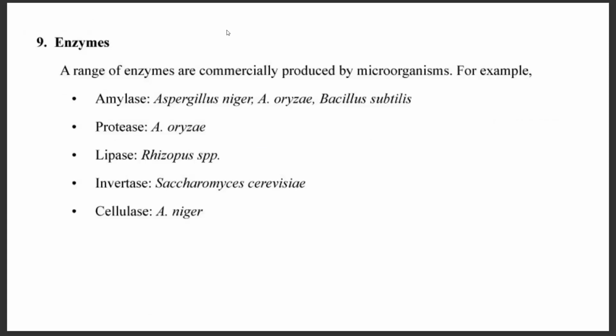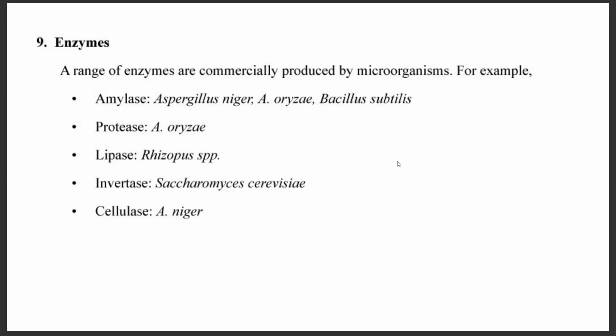Then enzymes. Again, microbial metabolic processes used. Amylase, Aspergillus niger, A. oryzae, Bacillus subtilis. Protease, A. oryzae, lipase, Rhizopus species, invertase, Saccharomyces cerevisiae, cellulase, A. niger. Again, Aspergillus niger. Aspergillus niger makes amylase and cellulase. A. oryzae makes amylase and protease. Right?